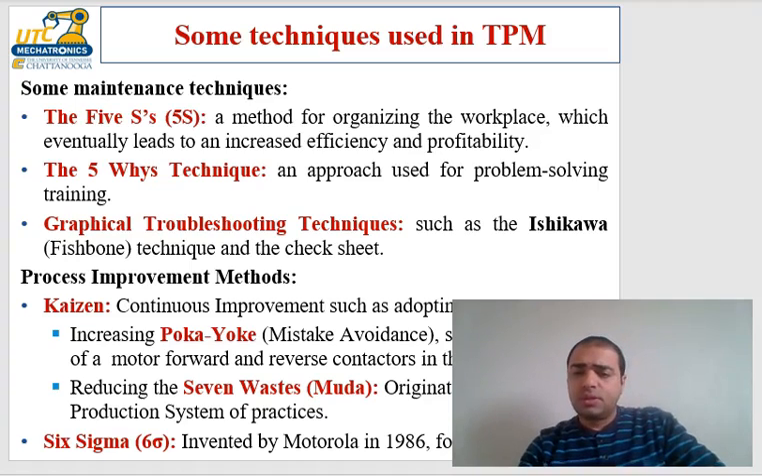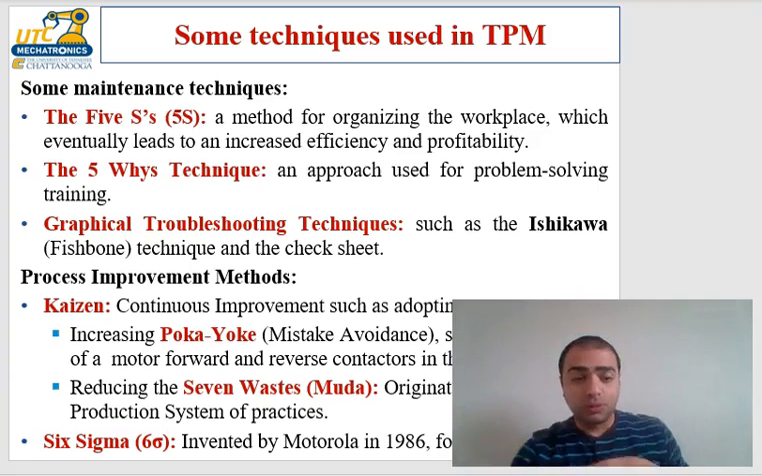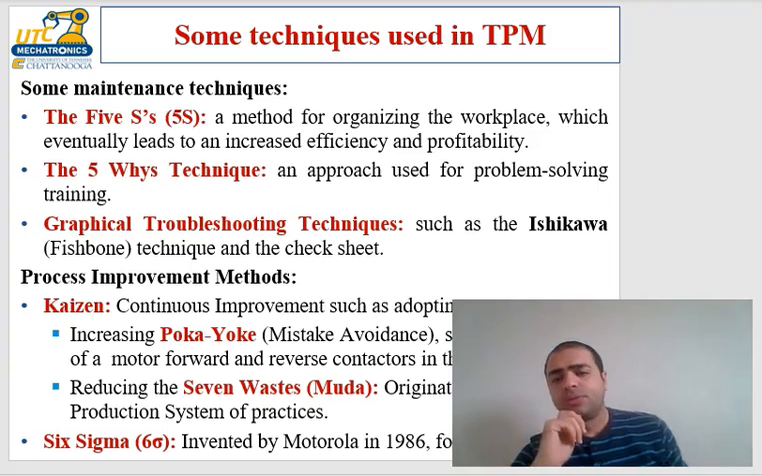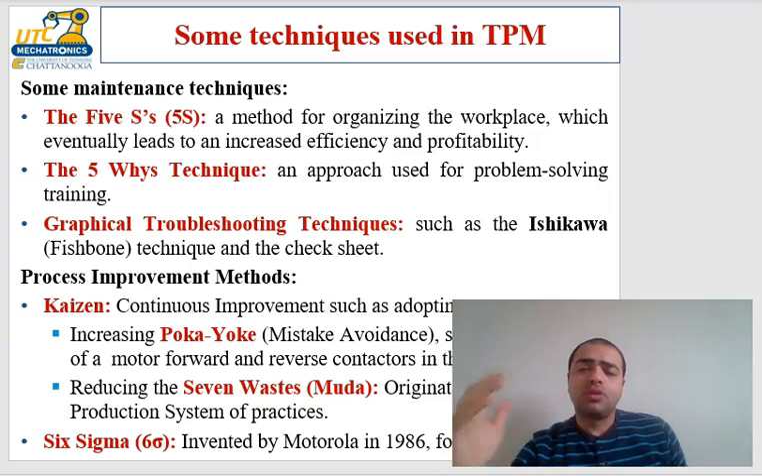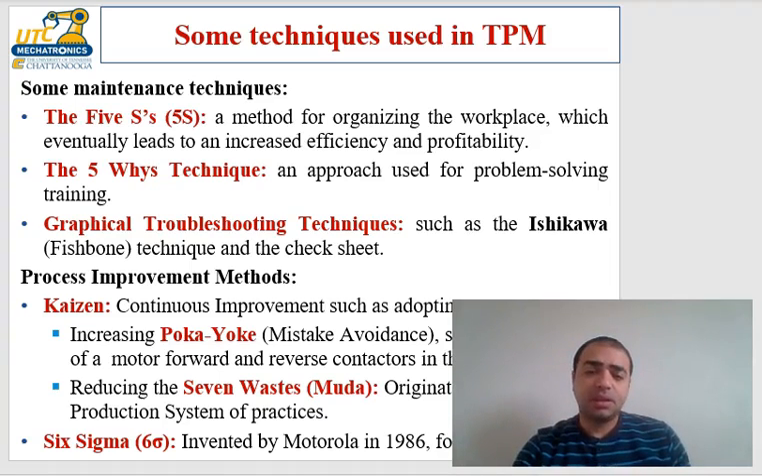So, some techniques used in total productive maintenance. Here we have some techniques that are very commonly used, very useful, and actually universally known. The 5S. We talked about this in class. It's very, very effective and very popular. This is a method that was used for organizing the workplace, and eventually it leads, of course, to increased efficiency and profitability.